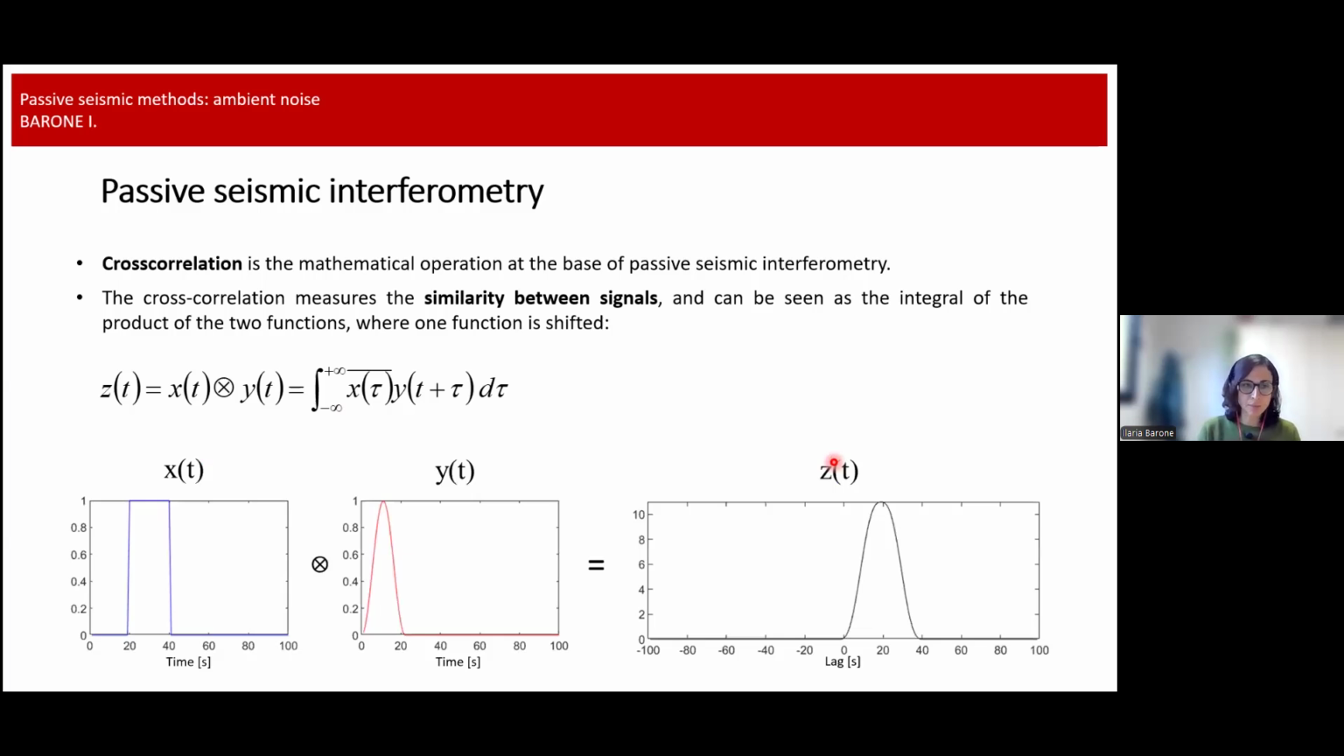Here we have another example. Again, we have a box function, function X, and we have a Gaussian function Y. The box function has its maximum between 20 and 40 seconds. This Gaussian instead has its maximum between 0 and 20. So in the cross-correlation, you will see a maximum at 20, which is the time shift needed to have the maximum overlap between the two functions.